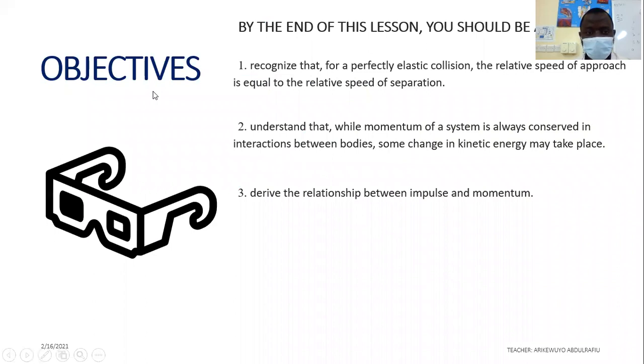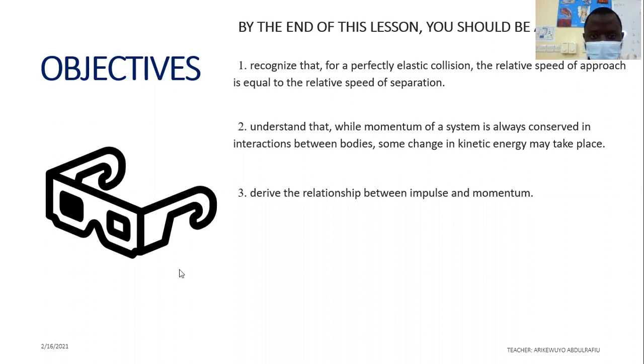Now, as you can see on the screen, for today's class, we'll talk about collision: elastic and inelastic collision. We'll talk about what will happen to the equation for elastic and inelastic collision, then what will happen to the kinetic energy for both, and that will be after we understand what collision is all about. Finally, we'll talk about impulse and the relationship between impulse and momentum. These are all what we shall be learning today.